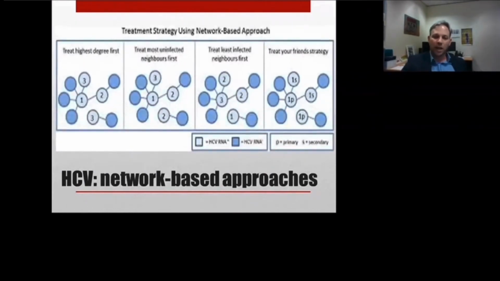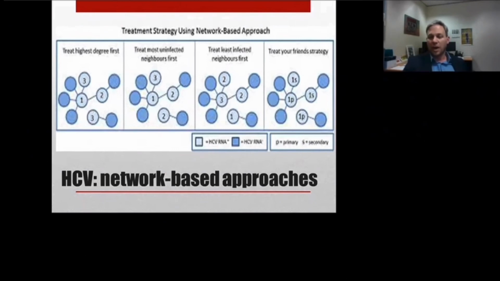What the modelling allowed was to test various approaches. I'm sorry for the writing here, it's not terrific, but you can treat those who've got the highest number of connections in terms of who they share injecting equipment with. You can treat those with the most uninfected neighbours first, so that intuitively, if you clear them of the virus, they're the most likely not to be reinfected. Or you can treat those who have the least infected neighbours first.